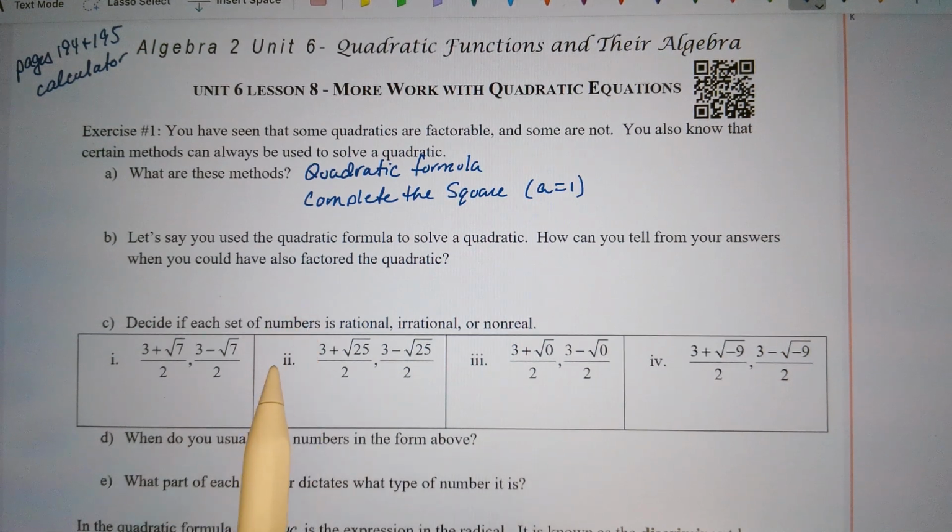Let's say you use the quadratic formula to solve a quadratic. How can you tell from your answers when you could have factored the quadratic? Well, if your answers are rational, then you could have factored the quadratic.